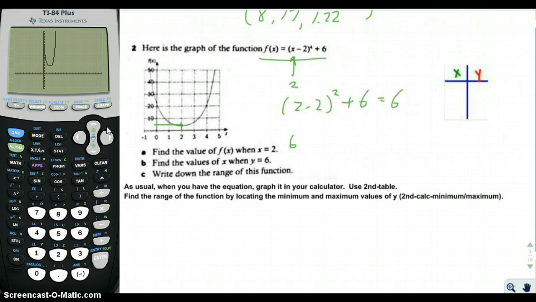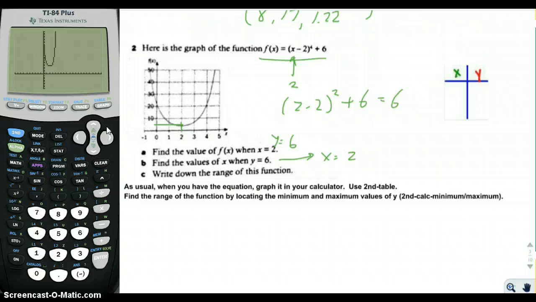Find the values of x when y equals 6. Well, when y equals 6, we already know that x equals 2, right? Because we know that when x equals 2, y equals 6. So when y equals 6, x equals 2. It's kind of a trick question. Write down the range of this function.